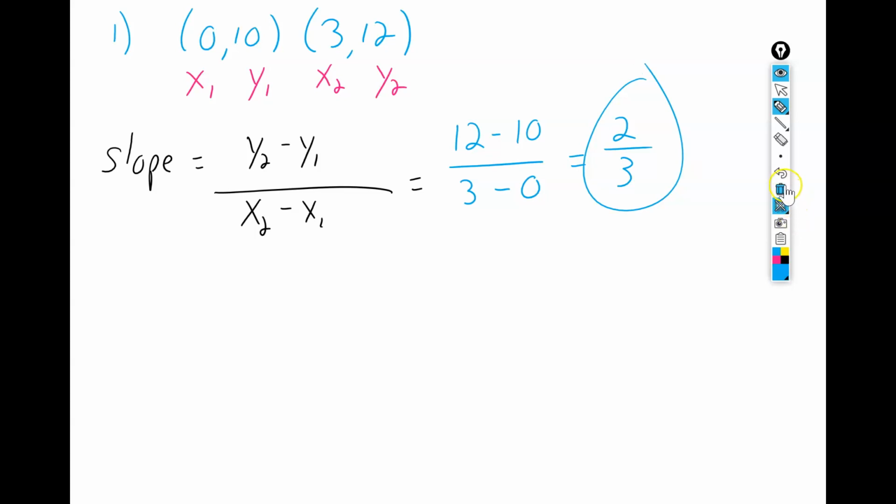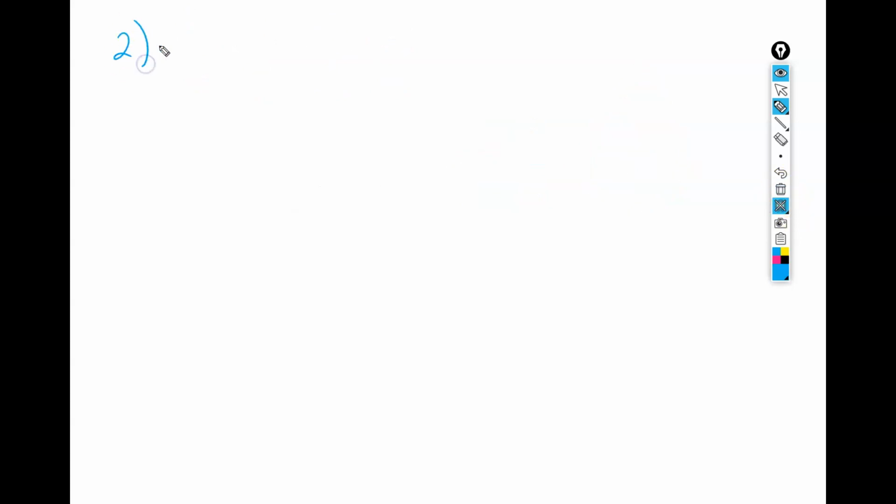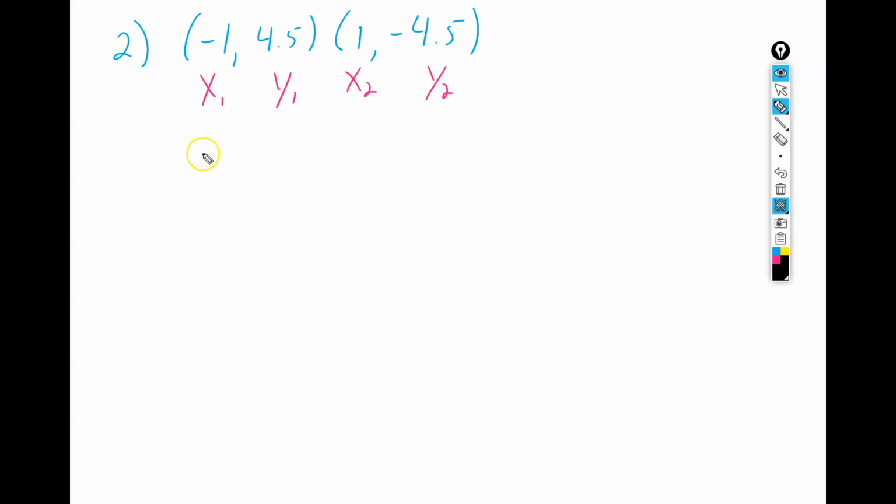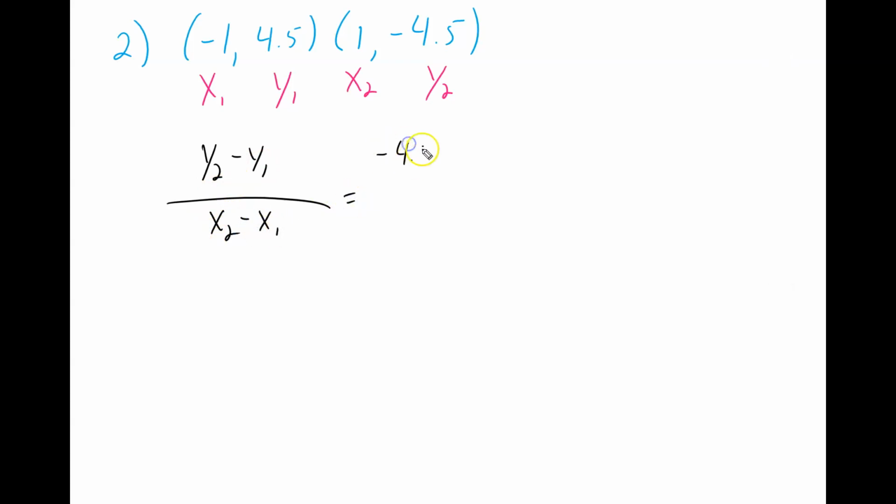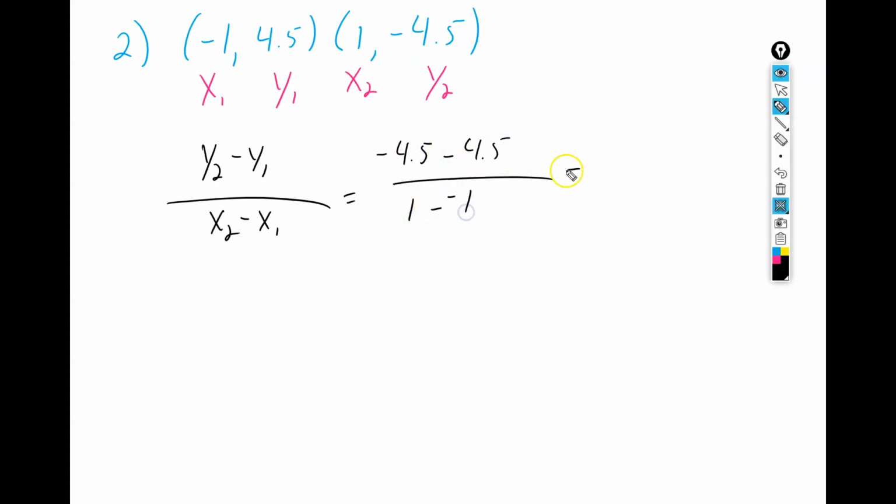The second problem, number 2, you have -1 and 4.5, and 1 and -4.5. This is your first x, this is your first y, this is your second x, this is your second y. So my second y minus my first y over the second x minus your first x to find your rate of change will be -4.5 minus 4.5, over 1 minus -1. So on the top I'm going to get 0, and on the bottom I'm going to get 2.